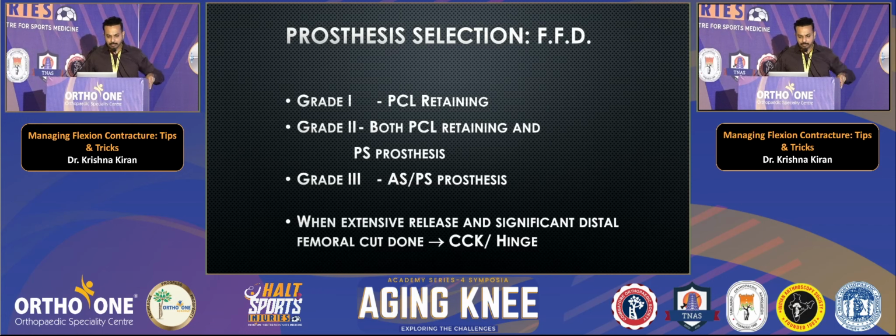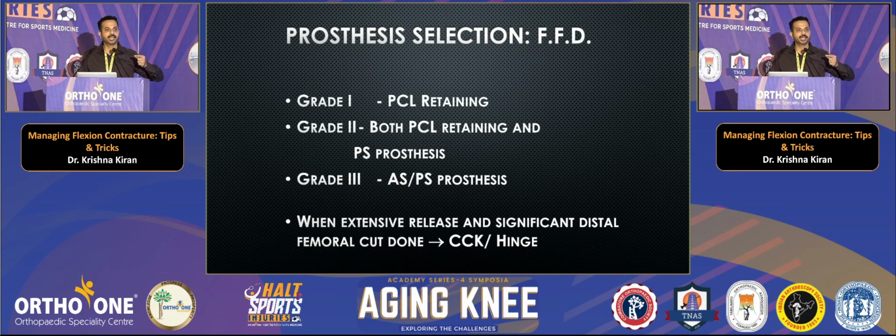In grade 1 and 2 flexion deformities, up to 20-25 degrees, you can use both PCL retaining as well as PS depending upon your choice. In grade 3, you can use an anterior stabilized or a posterior stabilized prosthesis. But when there is extensive release requirement and a significant distal femoral cut done, that is when you will have to increase the constraint to a constrained condylar or a hinge type of prosthesis. Why? Because these will tolerate joint line elevation up to 1 centimeter.